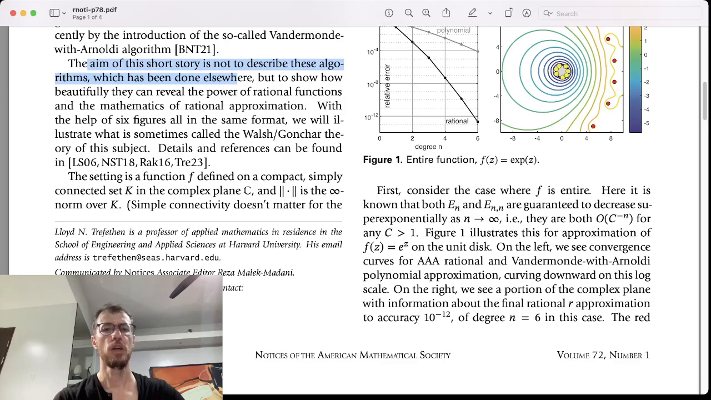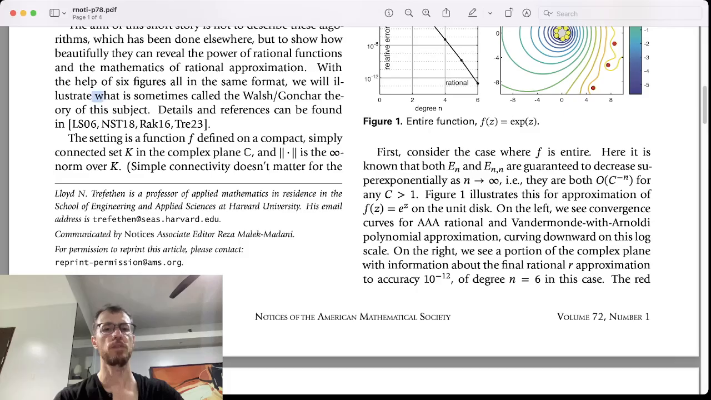which has been done elsewhere, but to show how beautifully they can reveal the power of rational functions and the mathematics of rational approximation. With the help of 6 figures, all in the same format, we will illustrate what is sometimes called the Walsh-Gonchar theory of this subject. Details and references are found in various papers.